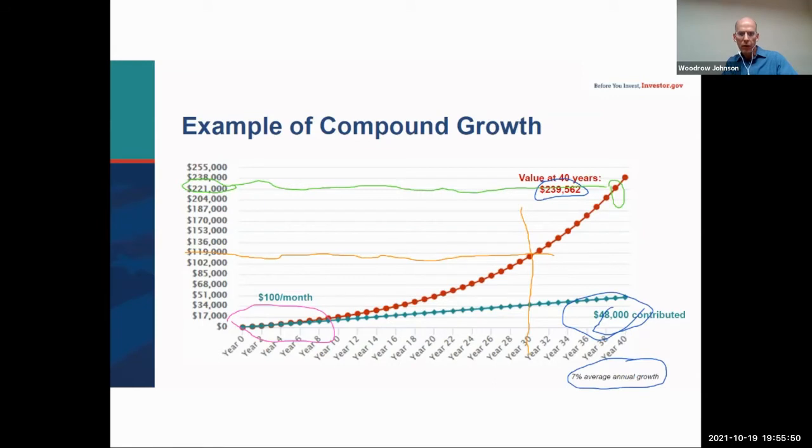Compare that with this number, $250,000. In 30 years, I have roughly half of the portfolio value. In other words, in the last 10 years, my portfolio doubles in value. In other words, I make most of my money in the last 10 years. That's the value of compound interest. The value of my investment comes at the end of my horizon, not at the beginning.